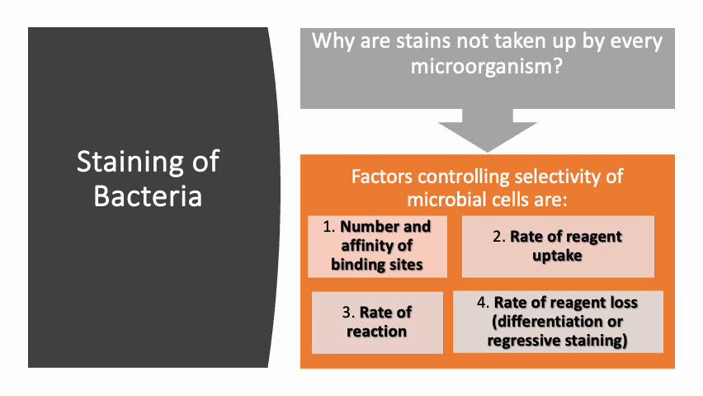And then the last one would be the rate of reagent loss. So this applies in staining procedures that need differentiation or what we know as regressive staining. So the higher the reagent loss, the lower is the staining reaction. So as the reagent loss is lower, you allow the image to have a better contrast and colorization of the structure you are staining.